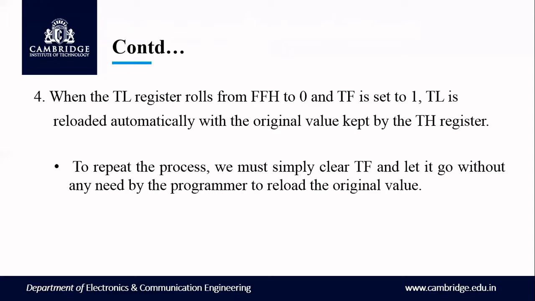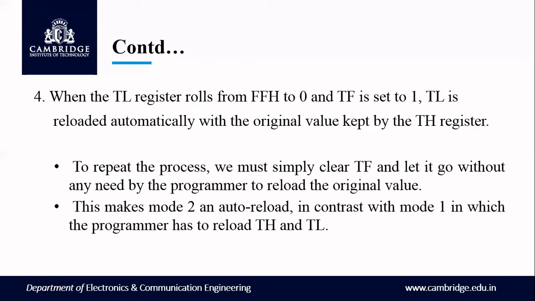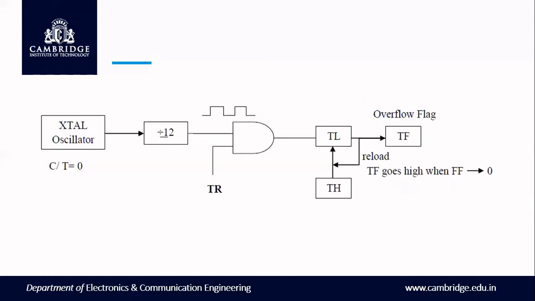So to repeat the steps or to create any square wave, if you want to repeat the same delay using mode 2 delay generation, this makes mode 2 an auto reload, in contrast with mode 1, in which a program has to reload the TH and TL values. In that case, we need to bring the control back to a reload instruction. So here there is no need to reload a value. By default, whatever initial value you loaded into TH will be loaded into TL. By default, if you make TF as 0, it will repeat the step again. So again, you will be continuing the timer delay generation.